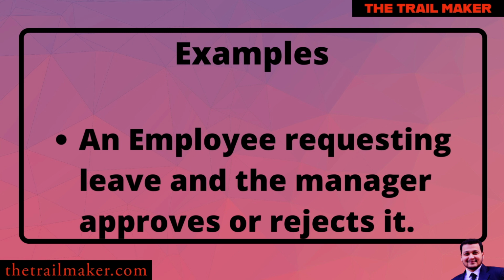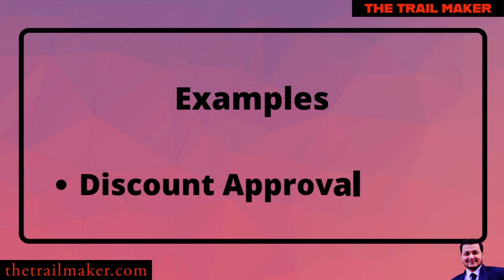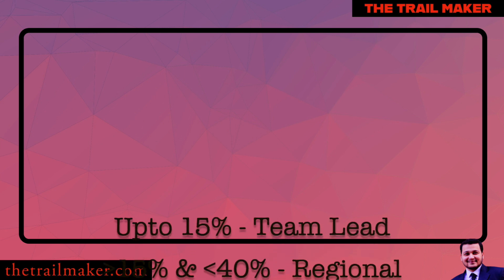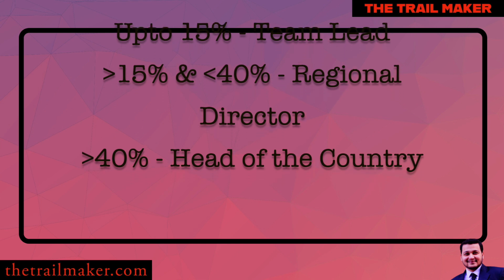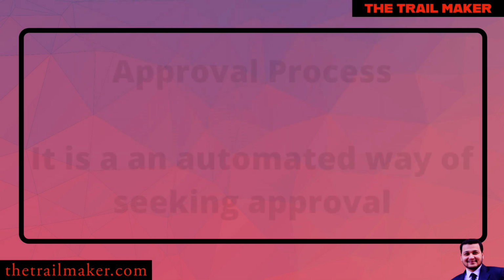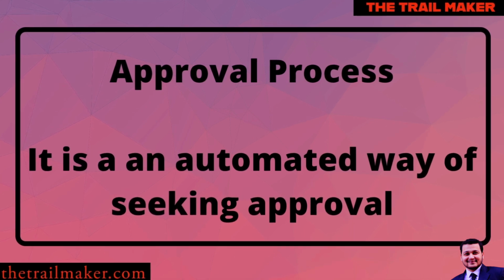Another way could be that a salesperson wants to give a discount. So discounting could be an ideal way of using approval processes. In a discount process, for example, up to 15% it goes to the team lead. If it is more than 15%, then it goes to the regional director. If it is more than, let's say, 40%, it goes to the head of country. So stuff like that could be done using approval process, and you can have multiple conditions in it.